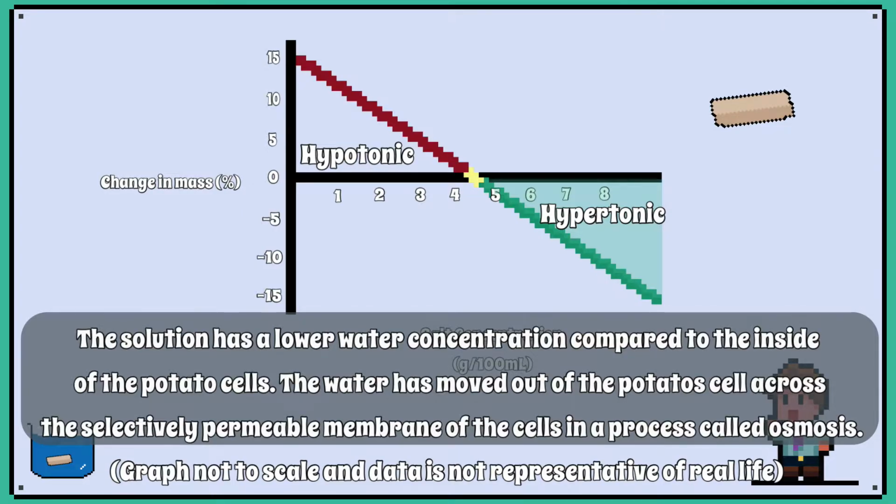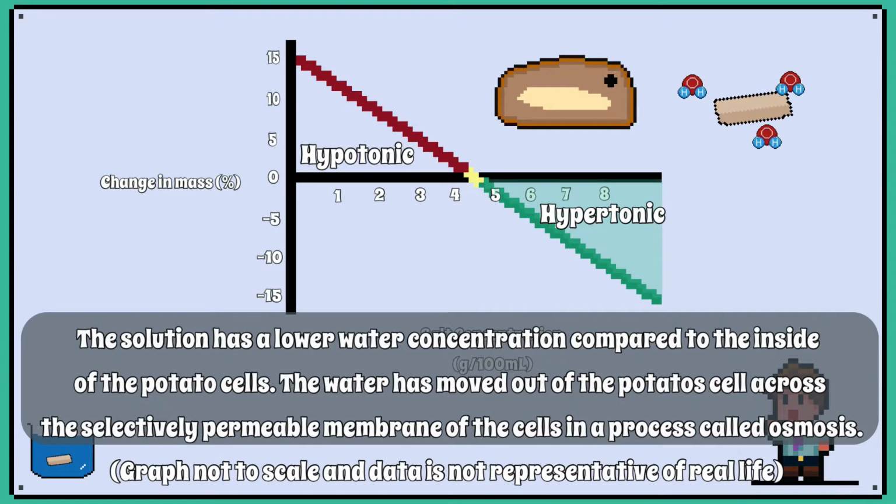If the mass of the potato strip has gone down, then the solution has a lower water concentration compared to the inside of the potato cells. The water has moved out of the potato cells across the selectively permeable membrane of the potato cells via a process called osmosis. The scientific term for a solution that has a lower water concentration than the inside of the cell is a hypertonic solution.